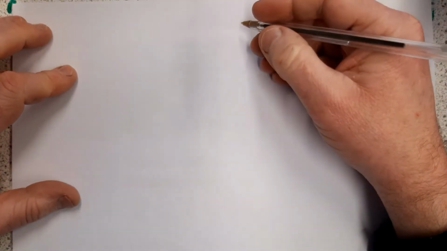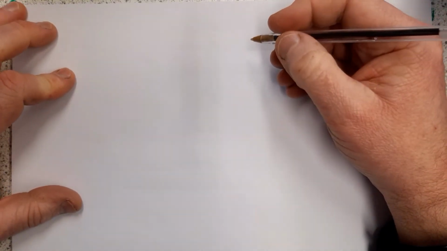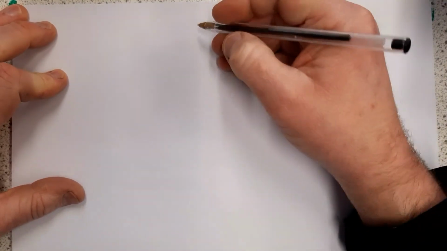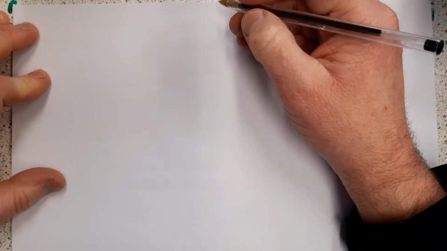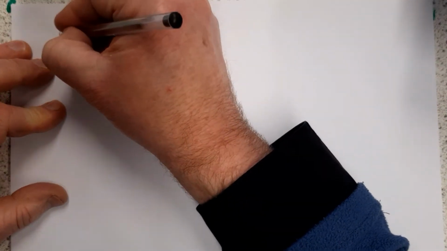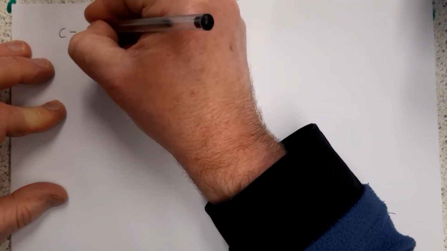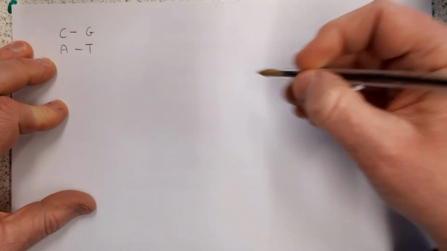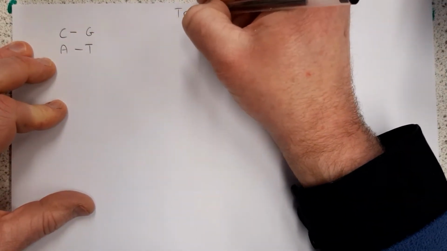Right, we've looked at how DNA can replicate itself and create an identical copy, preserving this code of A, C, T, G, etc. Remember that C can only join to G and A can only join to T. Okay, this is important. We're going to look at something today called transcription.